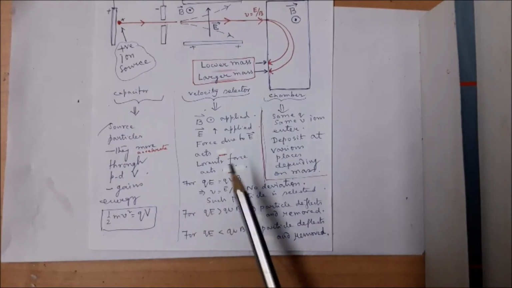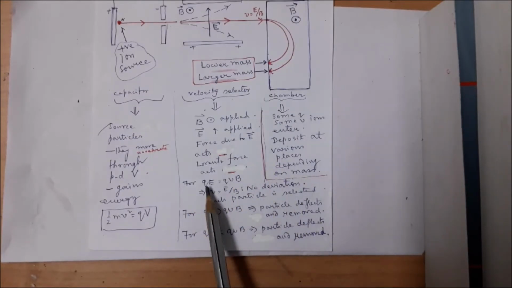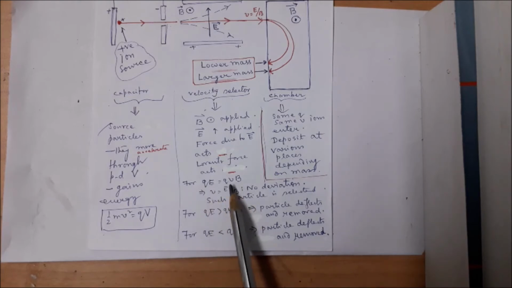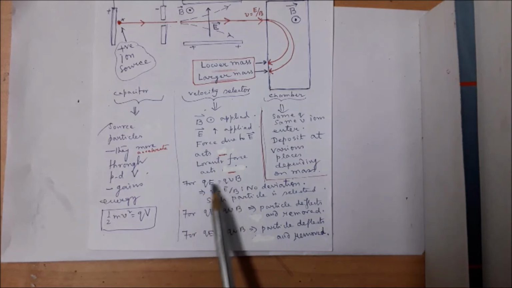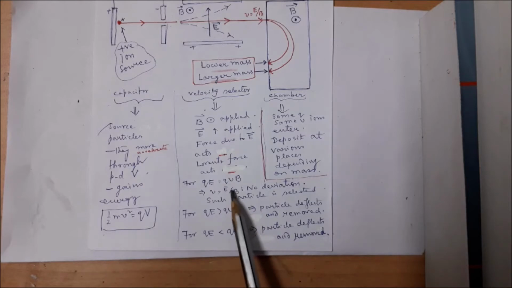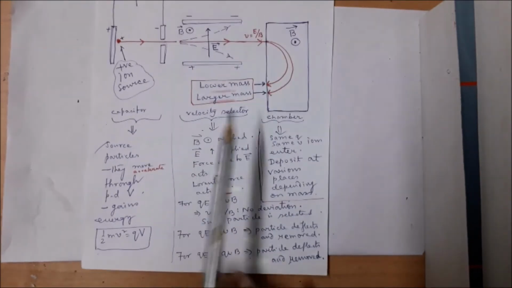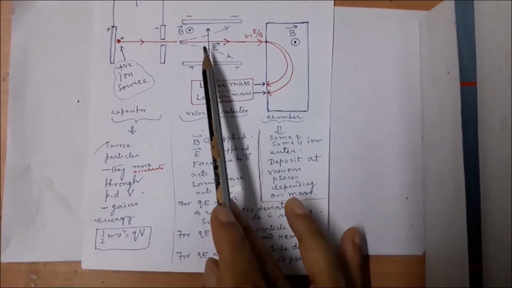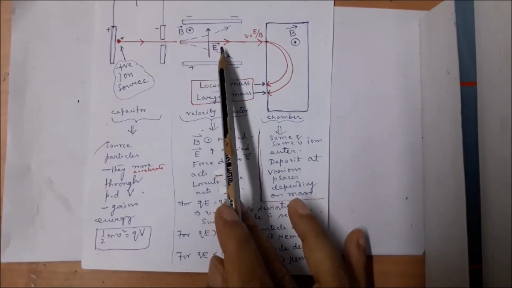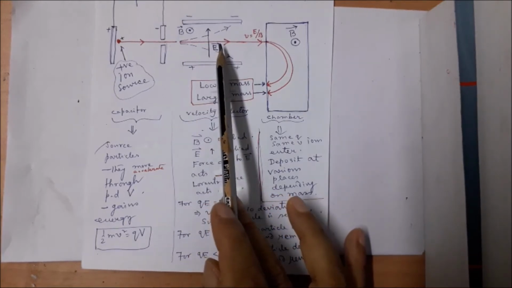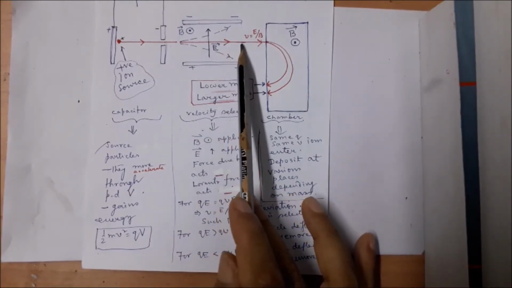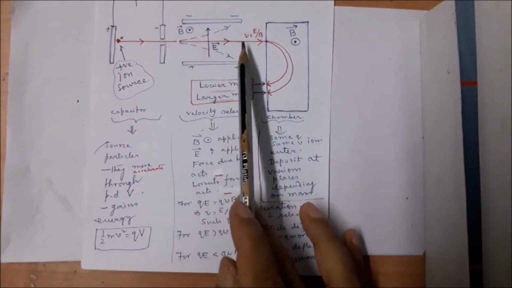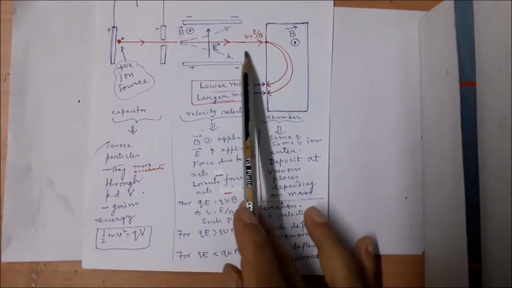The first type of particles are those for which the Coulomb force qE is equal to the Lorentz force qVB, so that q cancels out and we have V equal to E by B. So, these particles move straight, as on their path the electric or Coulomb force and Lorentz force balance. So, there is no net force and they move straight out. It is these particles which are selected by the velocity selector.